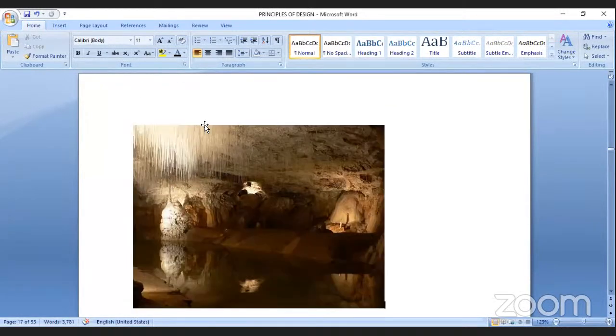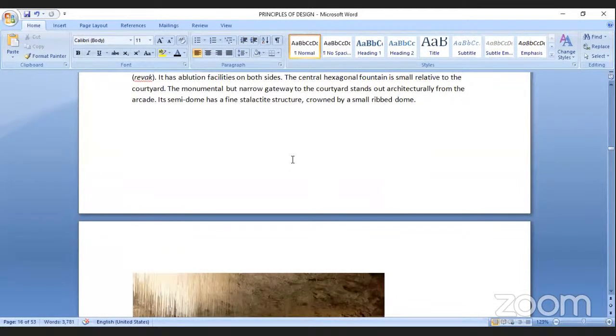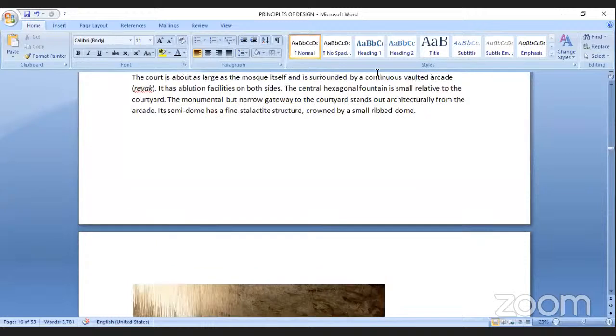Whatever this is, most of the times I've seen it is very shiny. That's what they have used in this mosque. The semidome has a fine stalactite structure crowned by a small rib door. This is an additional point. Any doubt? No, ma'am. Okay.